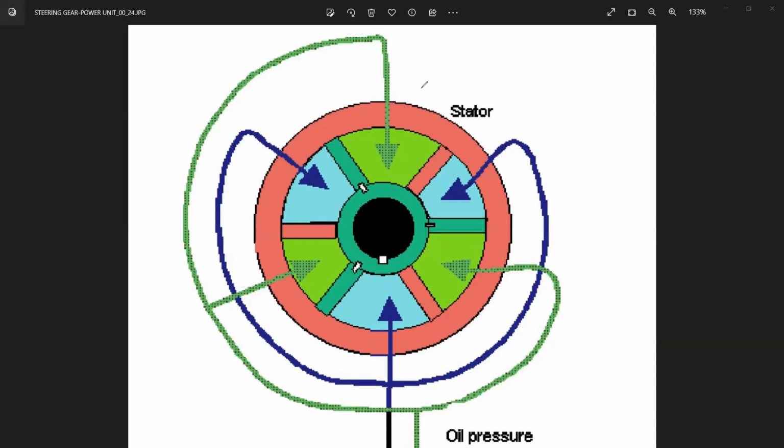So the radial angle between the two ends of the stator is 10 degrees. Suppose this entire thing is 10 degrees, okay? And the angle of the entire stator, which is in green color, is around 40 degrees. So 40 plus 10, 50 degrees is the mechanical thing that is required for movement.